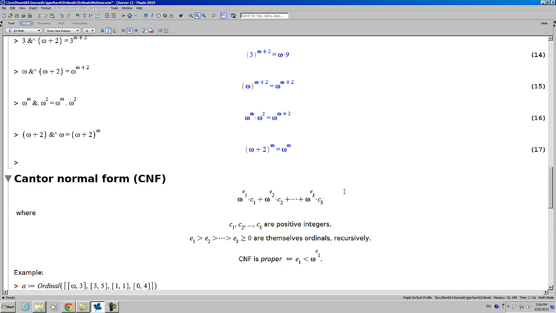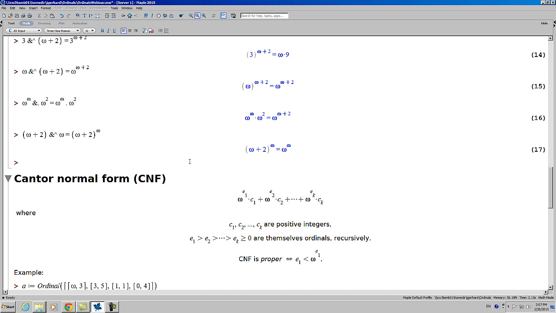Another condition is that the exponents have to be ordered according to the ordering of ordinals. There's also another technical condition, namely the Cantor normal form is called proper if the first exponent is actually less in the ordering than omega to the first exponent. This may look like a funny condition, but there are actually ordinals that satisfy these conditions, but we will not talk about those in this talk here.